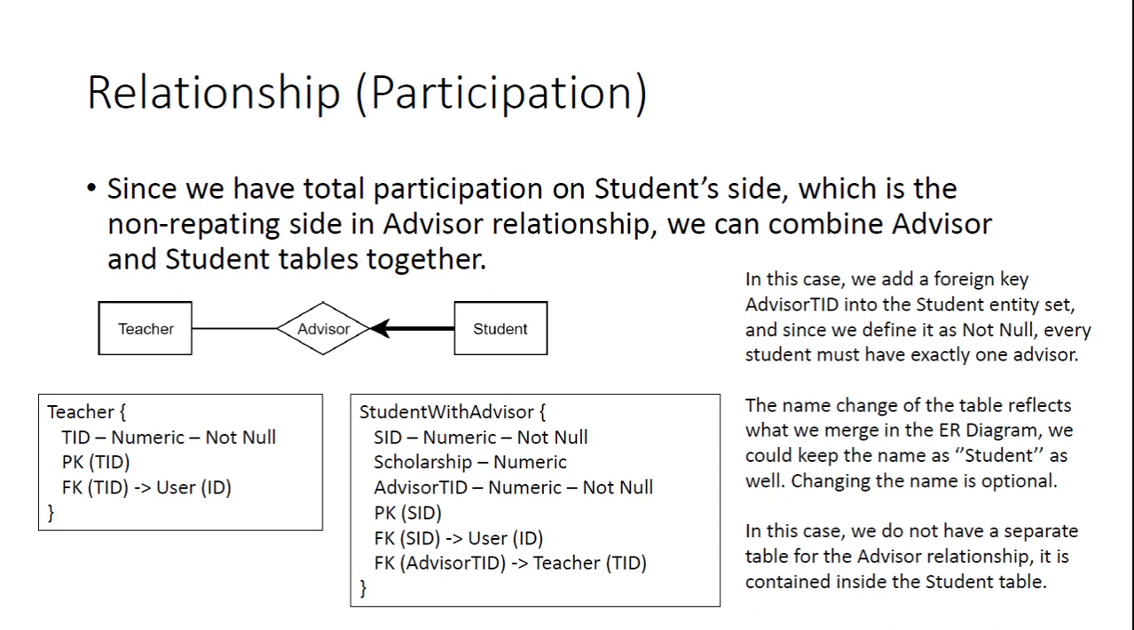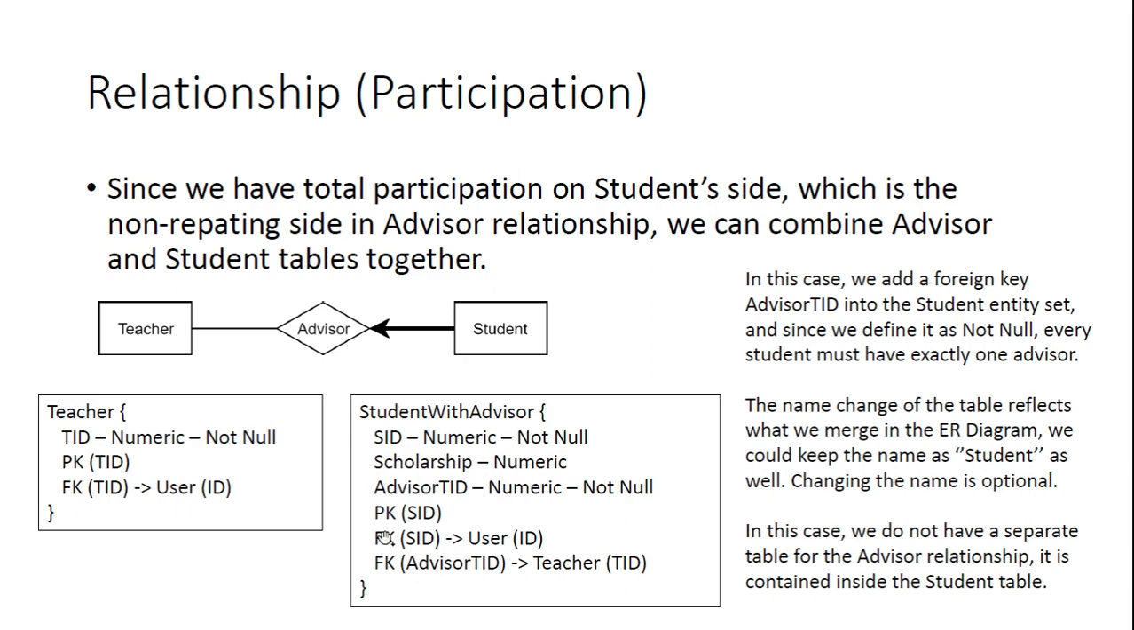So it is going to be defined as not null. So advisor TID is going to be not null because we want the total participation. For a student to exist, we need to also assign the advisor's TID for that student. So any questions or problems about this one? So in this merged version, we do not have a separate advisor table. So student and advisor tables are merged. And we can do that because of this one-to-many relationship with total participation.